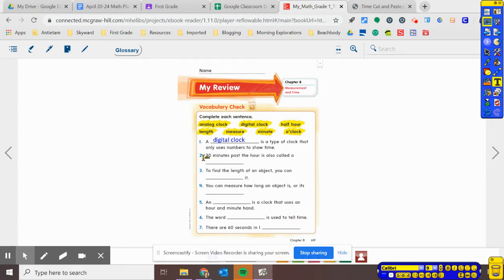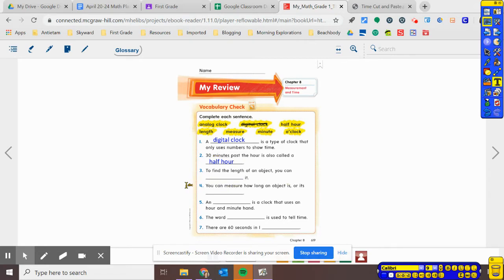Number two, 30 minutes past the hour is also called a blank. Okay, so we already used digital clock. We're going to cross that one out. So is it also called an analog clock? Well, that doesn't make sense. Half hour, length, measure, minute, or o'clock. So which one is 30 minutes past the hour? Well, 30 minutes is half an hour, so we also call it the half hour. Go ahead and write that in for number two. Pause if you need more time to write, and then unpause when you are ready for number three.